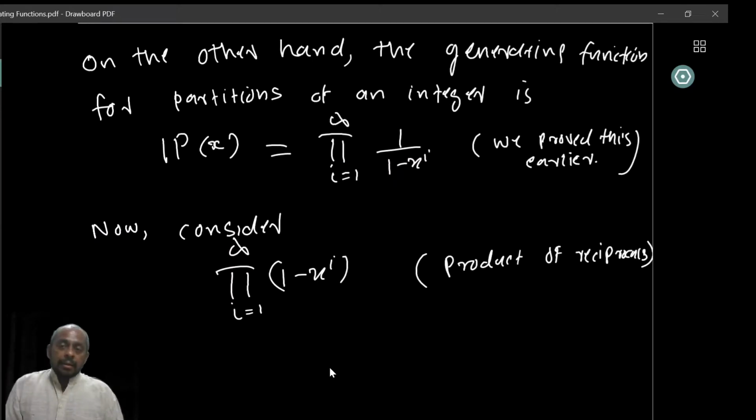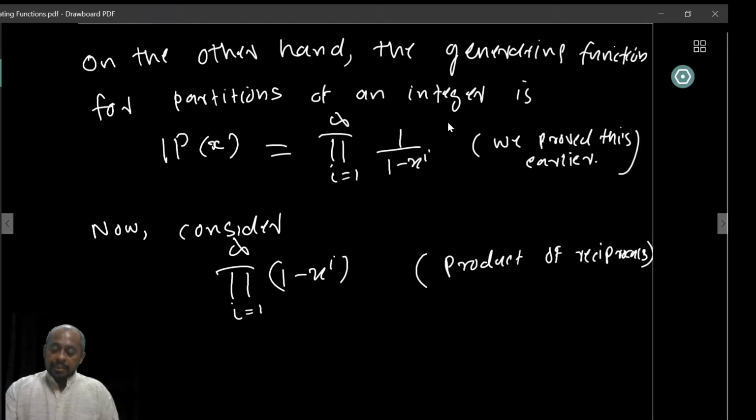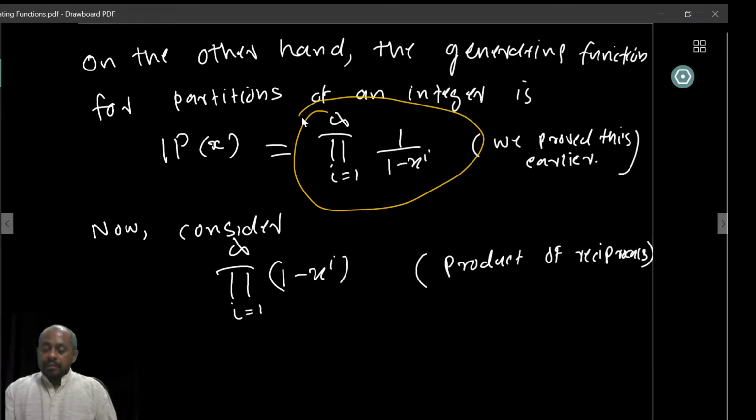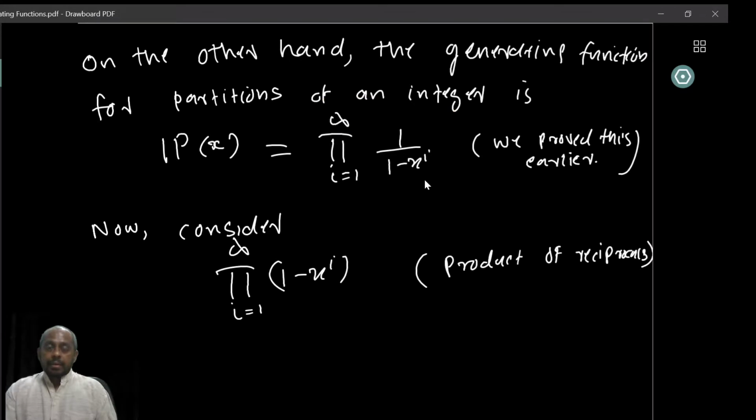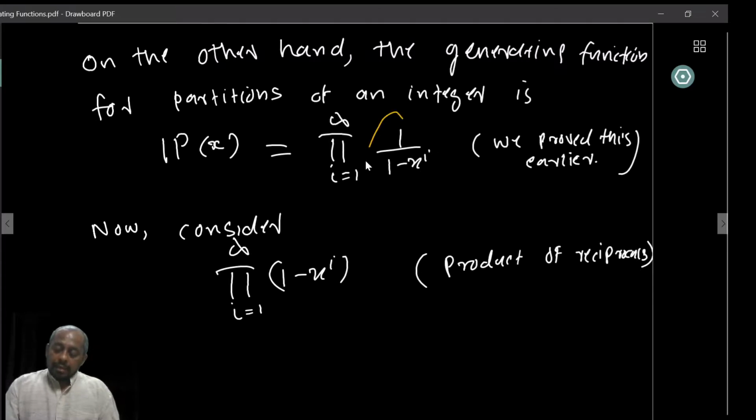Okay. So on the other hand, the generative function for the partitions of an integer, we saw that it is basically product i equal to 1 to infinity, 1 by 1 minus x raised to i, right? We proved this earlier. Okay. So now let us look at the reciprocals of this and then take the product. So the product of reciprocals is product i equal to 1 to infinity 1 minus x raised to i.